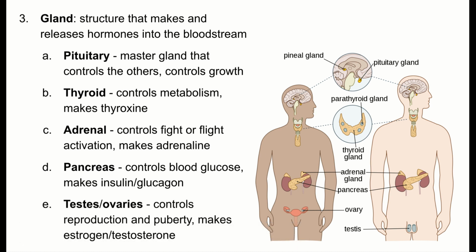And finally, detail E, the testes and the ovaries, these are glands that control reproduction and puberty, and they make the hormones estrogen and testosterone that control reproduction and puberty and sexual response.